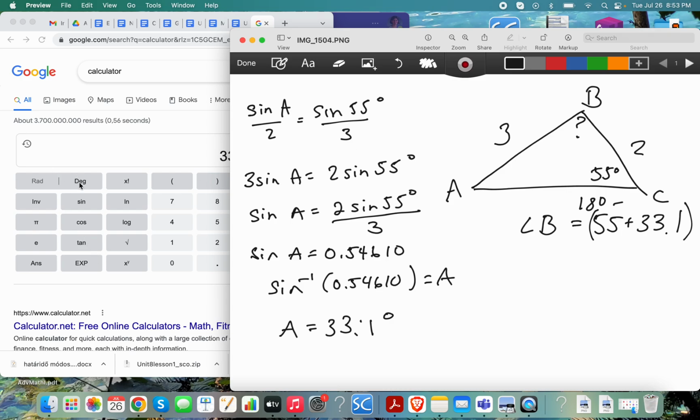So make sure your calculator is in degrees when you're working in degrees. You can change it to radians if it's in radians, and then use the inverse sine and use the ANS so you don't have to use all those decimals.